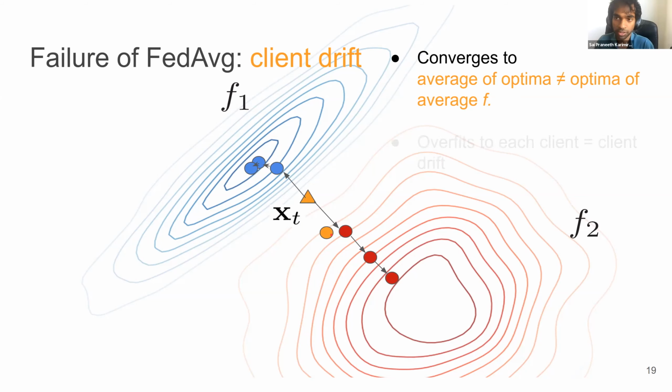And so the algorithm is unstable. A more intuitive way of stating this is that when we do more than one local step on any single client, we end up overfitting a lot to that client. And so the parameters we end up learning are much more useful for that client than for the global loss function. So this is what we call client drift.